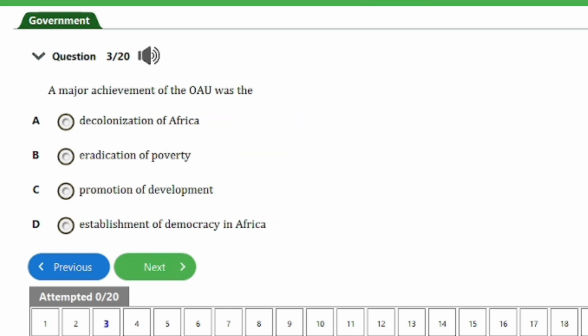So here is question number 3. It says, a major achievement of the OAU was the A. Decolonization of Africa. B. Eradication of poverty. C. Promotion of development. D. Establishment of democracy in Africa. So guys, the answer to this question is option A, that's decolonization of Africa. That's it for this question. So let's head on to the next one, guys.